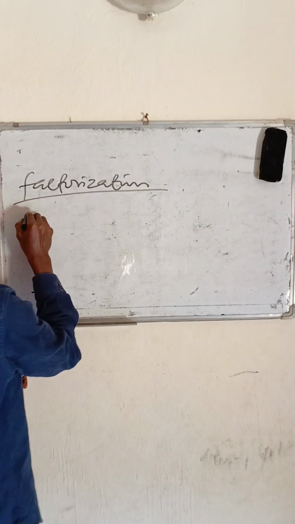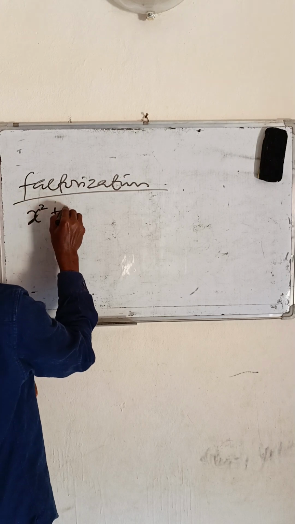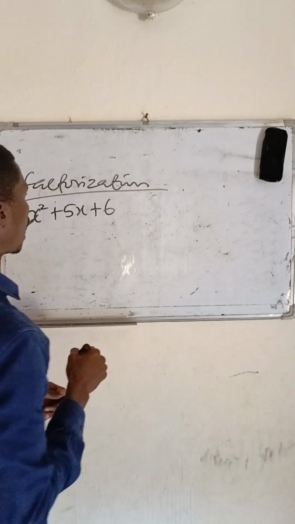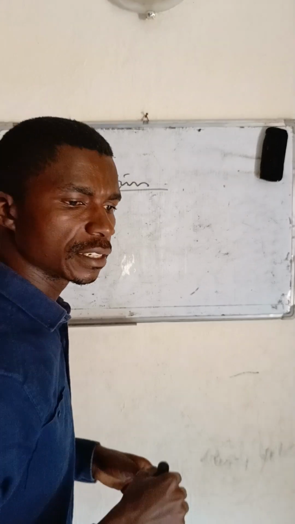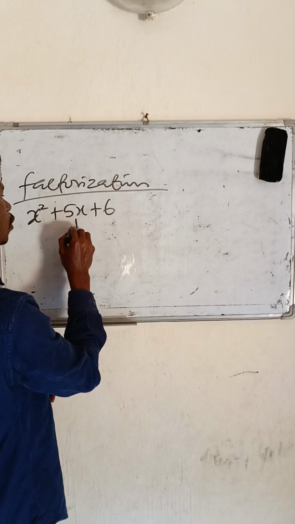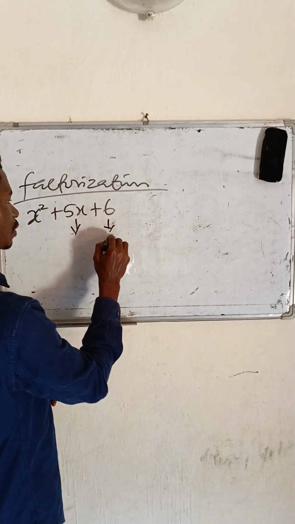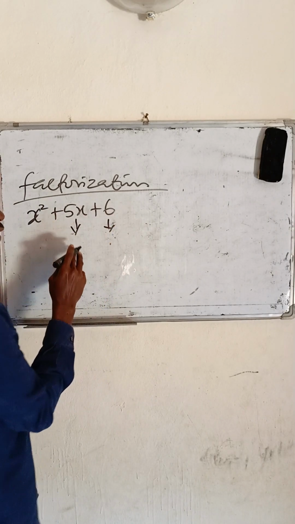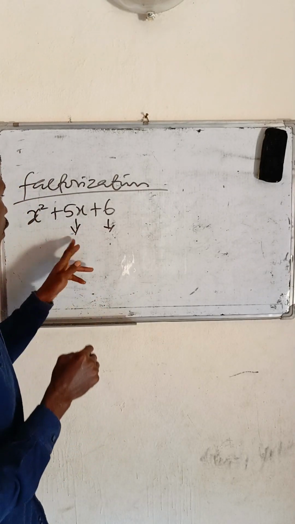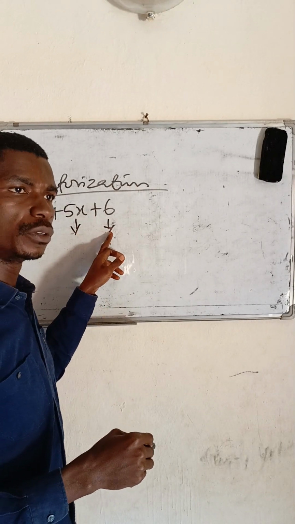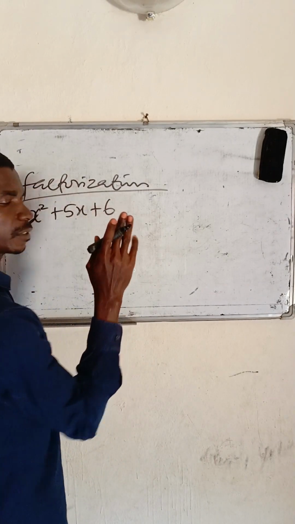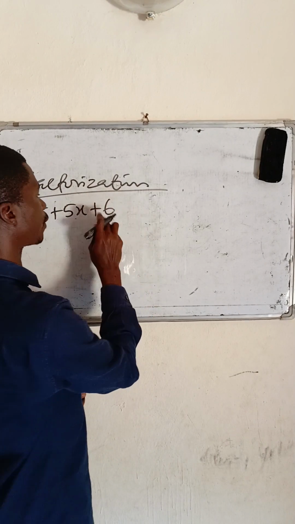What about if you have x squared plus 5x plus 6? Are you seeing this now? We can still factorize this. How do we factorize this? It's the same thing. Just look for what you're going to multiply that will give you 6, and if you add it, it will give you 5. You look for the numbers. Please take note, it should always be the factors of the last one. What are the factors of 6?